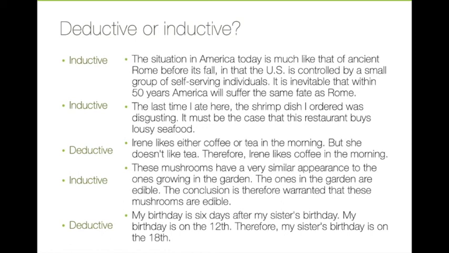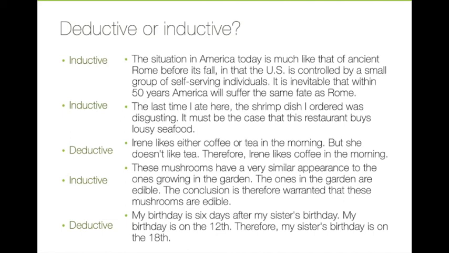Irene likes either coffee or tea in the morning, but she doesn't like tea. Therefore, Irene likes coffee in the morning. This third argument is deductive. As long as it's true that Irene likes one of those drinks, and it's true that she doesn't like tea, it has to be the case that she then likes coffee.